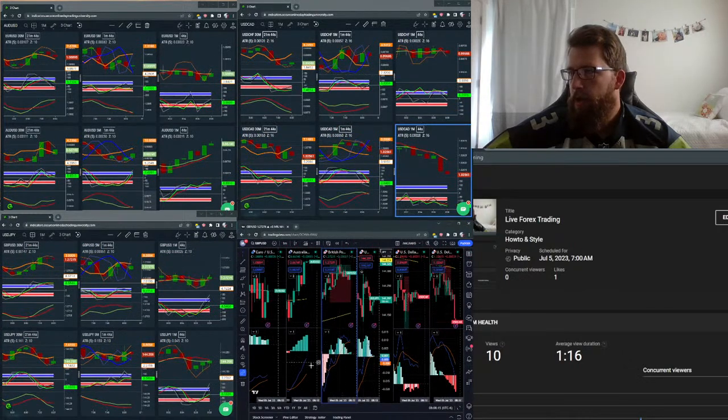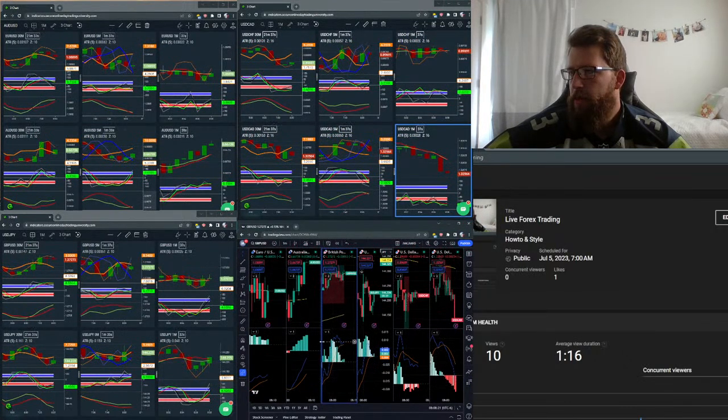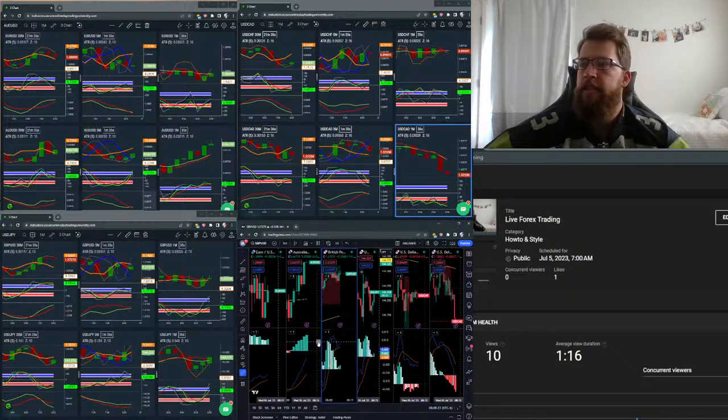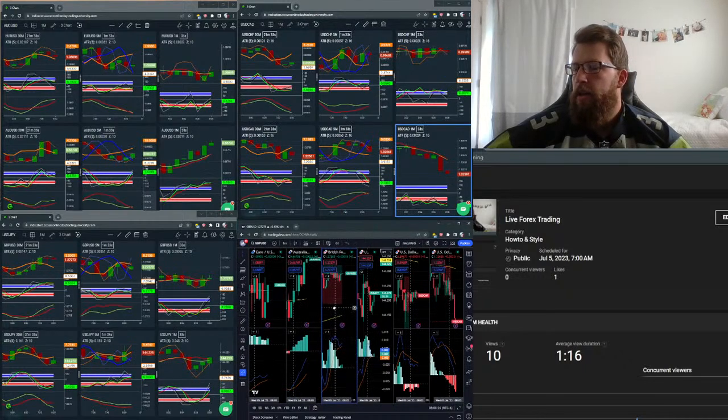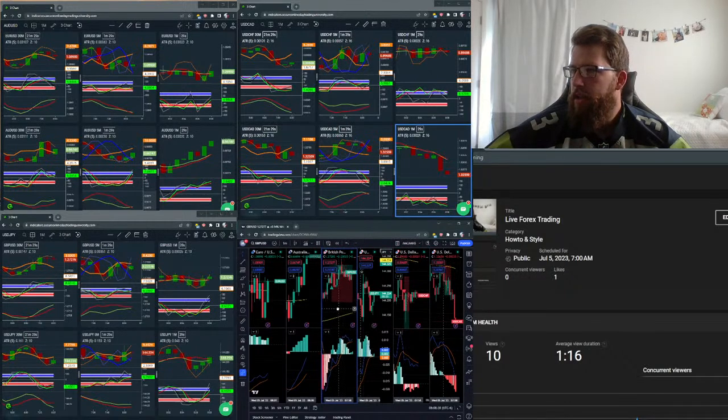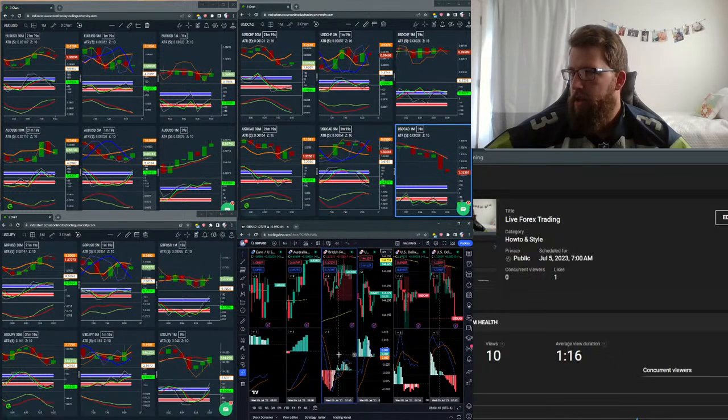MACD still showing some upward momentum. If we were to take a closer look at this chart, we might see some convergence divergence action. Oh, I really wish I could adjust this better. Let's see. Find a level, so here's a level.